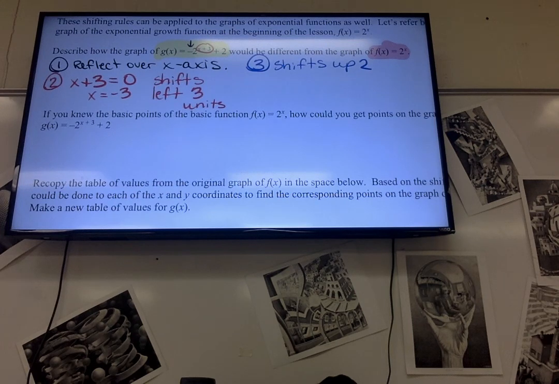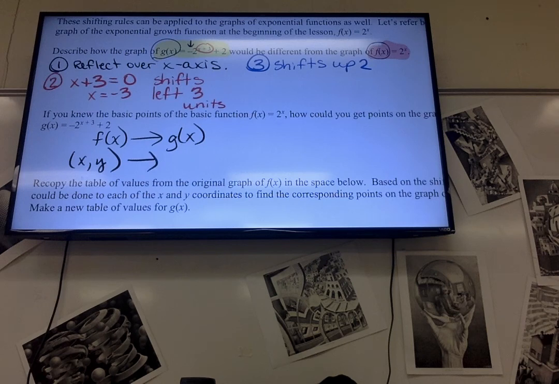So those are called the transformations. That's how we're changing the parent graph. If we wanted to write that, we could write it like this, to change f of x to g of x. The red one is f of x, the yellow one's g of x.